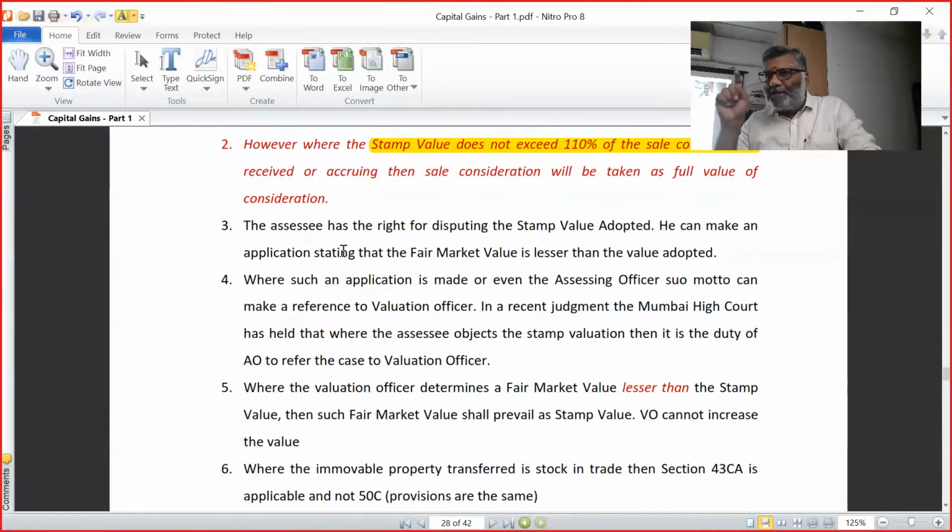The assessee can say the stamp value which you have determined is wrong. How can it be wrong? For your practical understanding, I'll tell you. A property, a land in Alwarpet, you can imagine the stamp value, right? You can imagine how expensive it is, in the heart of the city. Crores. So stamp value of Alwarpet, I'm giving you just a practical example. Let's take 5 crores.